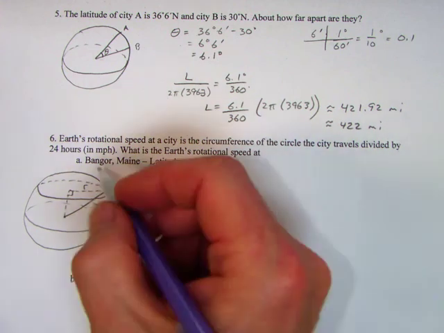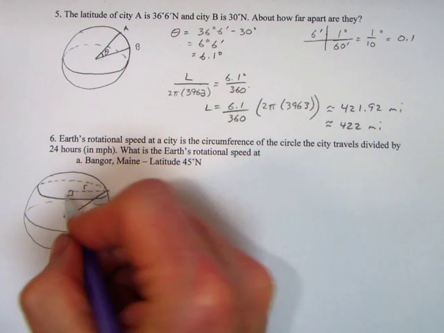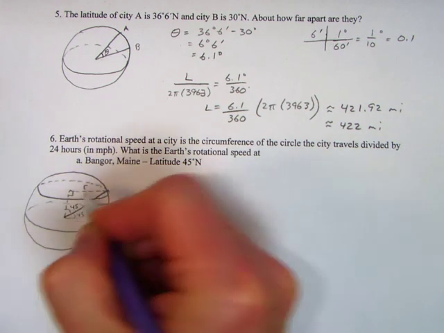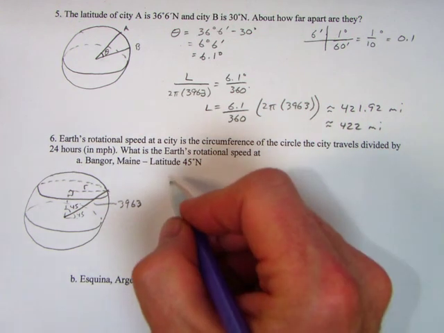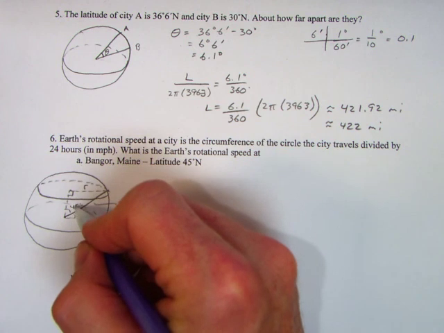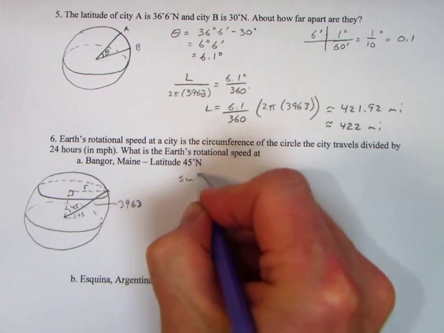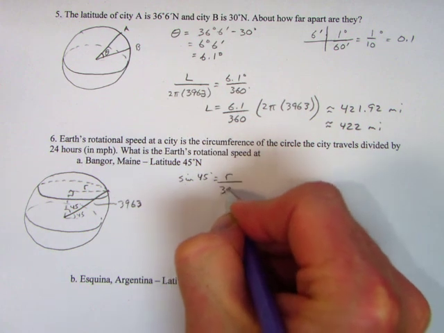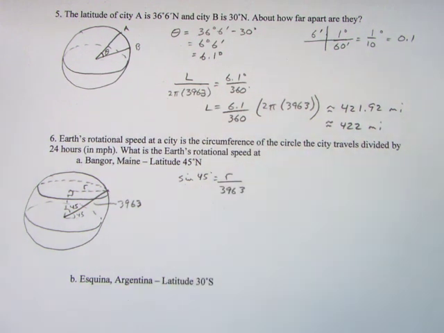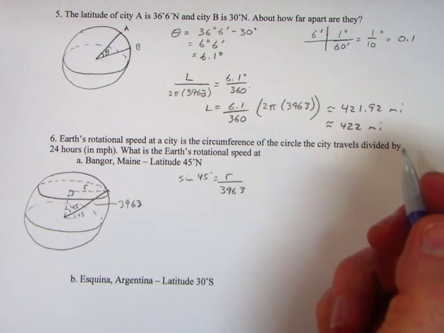So what do I have? I know that this bottom piece is 45, and if that's 45, that means the upper piece is 45 because it forms a right angle, a 90-degree angle. So what can I say here? Dealing with this angle and the R, I can say the sine of 45 degrees equals the opposite over 3963. This is one way to do it. It's a little bit more general, but given that it's a 45, we could use the special right triangle ideas.